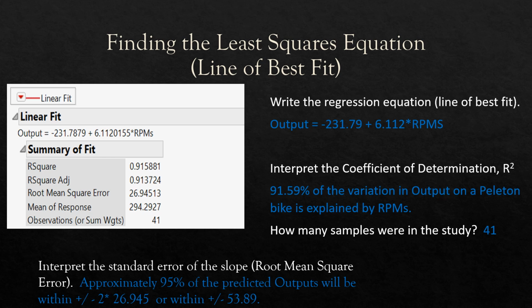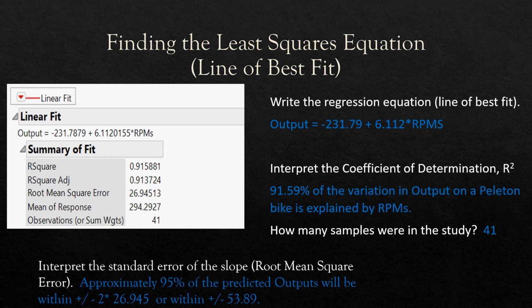Next, we go and find the actual least squares equation, or line of best fit. Look under linear fit. It says output equals negative 231.79 plus 6.112 times the RPMs. So we can insert different values for RPMs into the equation and predict output.